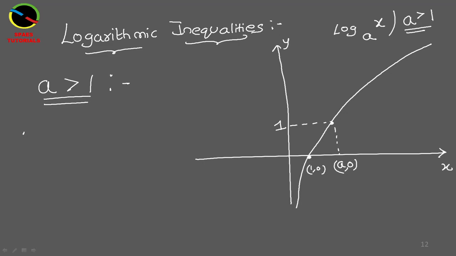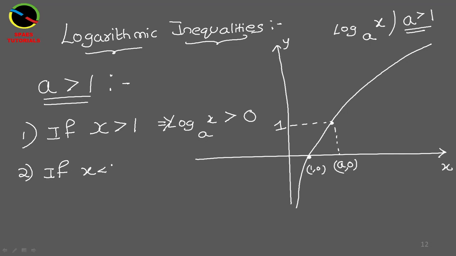The first inequality we can discuss is, if a is greater than 1, and x is greater than 1. See, x greater than 1 means all the values above x equal to 1. You can see that the graph is completely above the x-axis. So from this we can conclude log x base a is going to become positive. This is the first conclusion. Second one, if x is less than 1, the graph is below the x-axis, so log x base a is less than 0. These are the two inequalities.